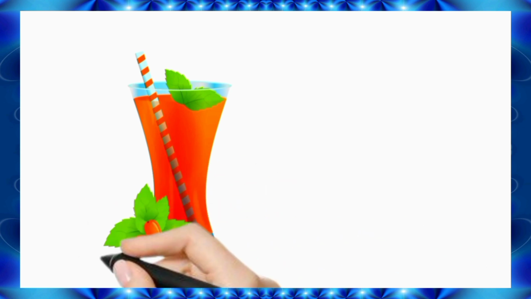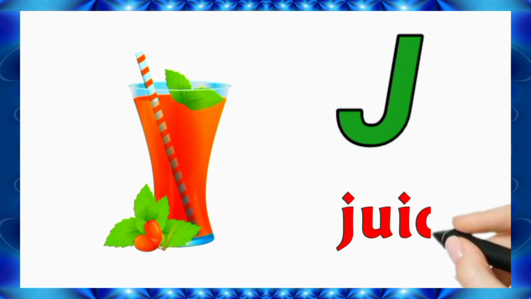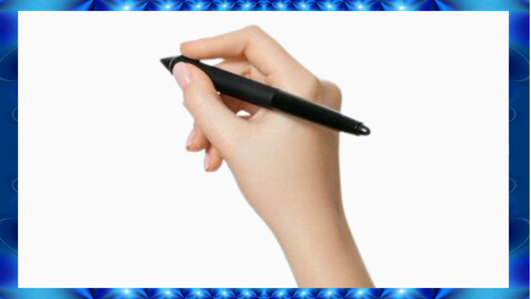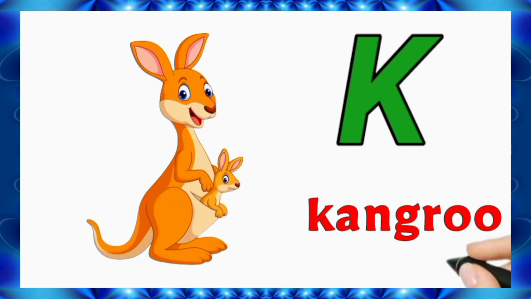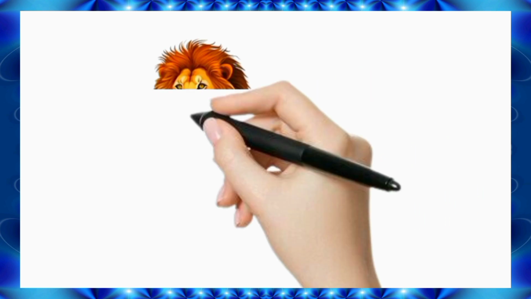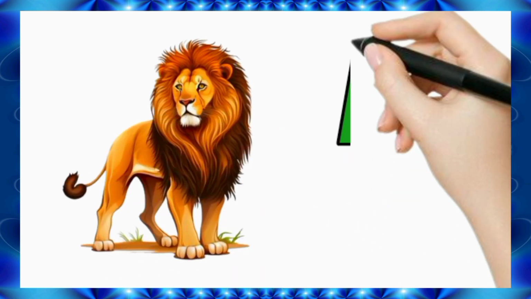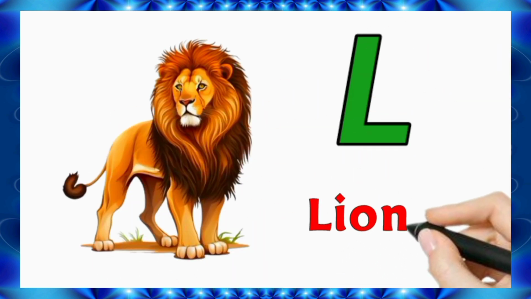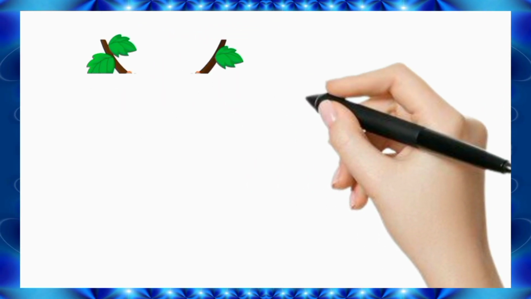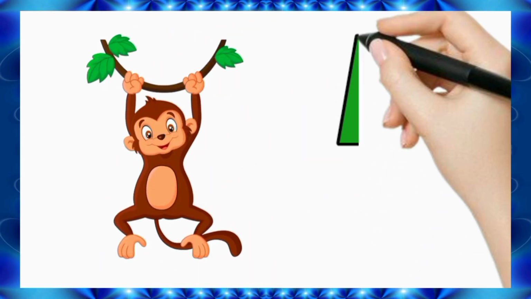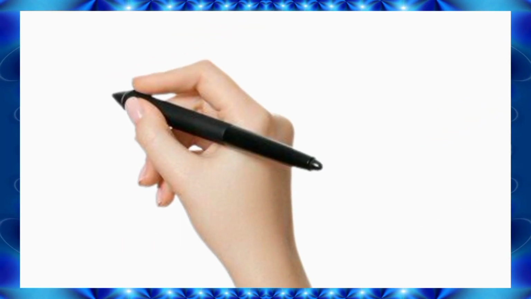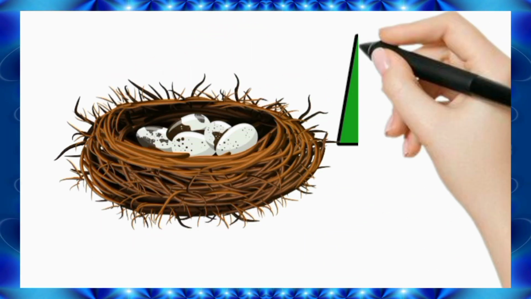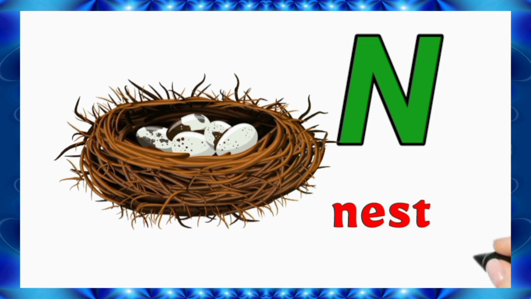J for juice. Juice means juice. K for kangaroo. Kangaroo means kangaroo. L for loin. Loin means sher. M for monkey. Monkey means bandar. N for nest. Nest means ghosla.